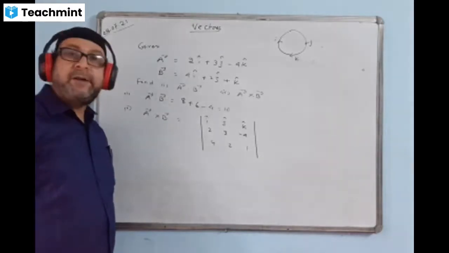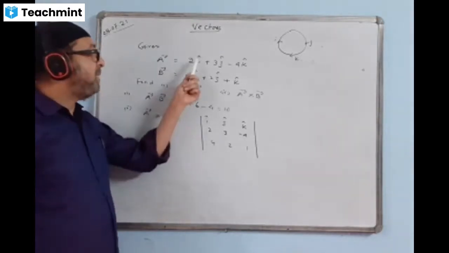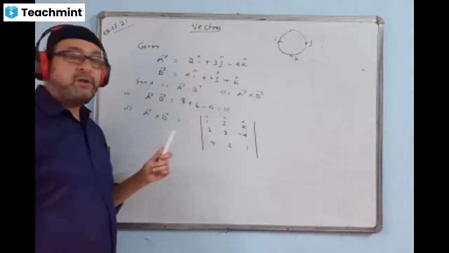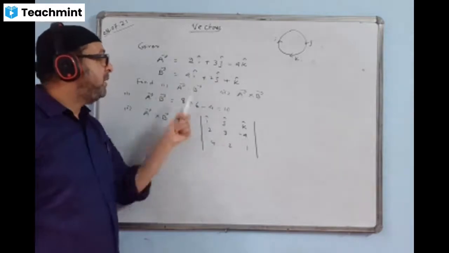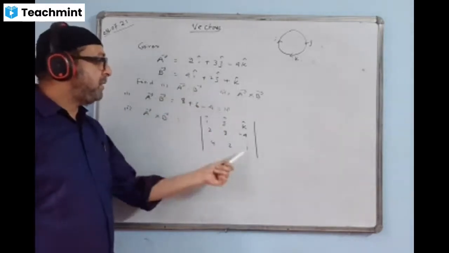Have you understood how I am arranging them? First I will write i, j, k in all situations. Next I'll write here the numbers at the back, 2, 3, minus 4. Then 4, 2, 1. Nothing is there, that is 1.